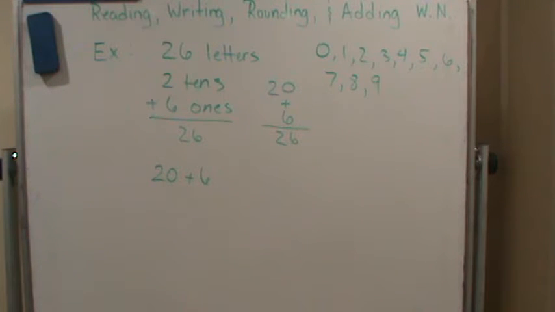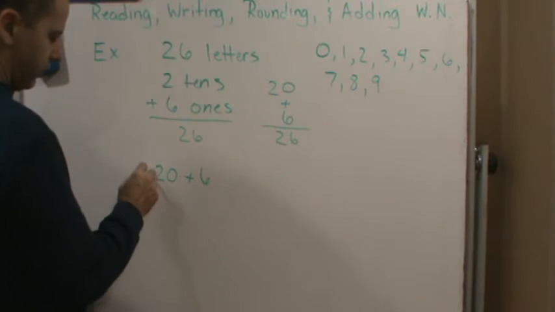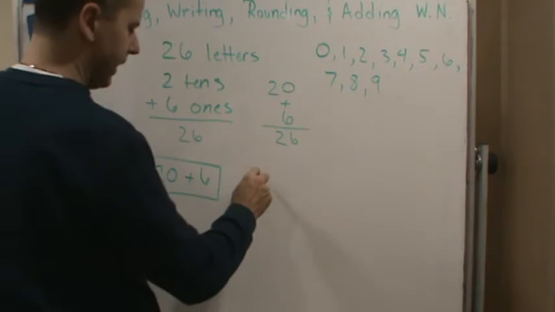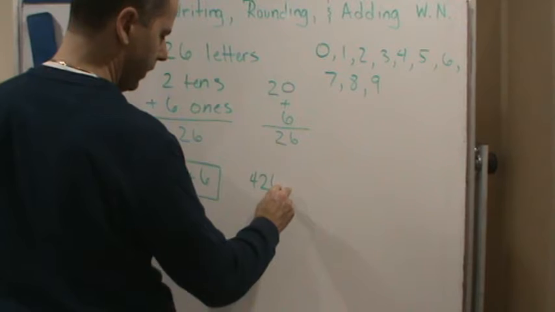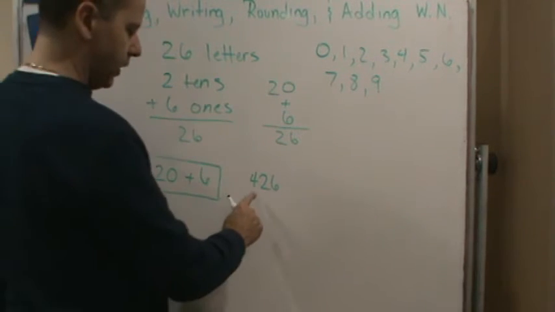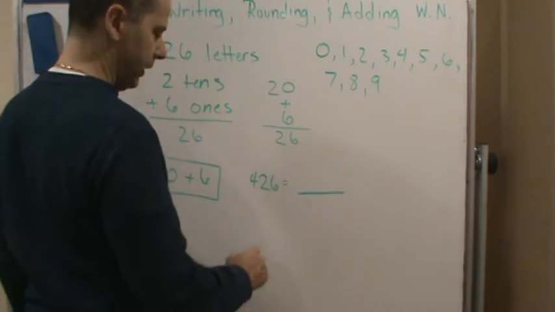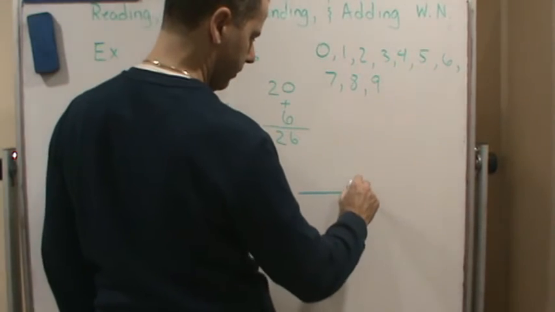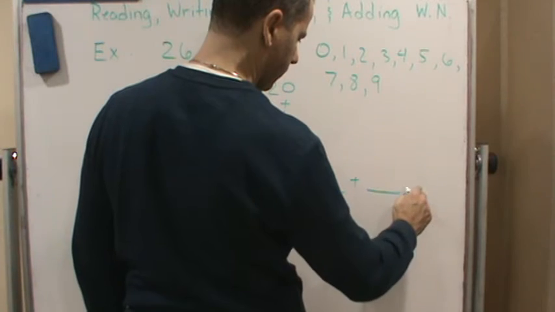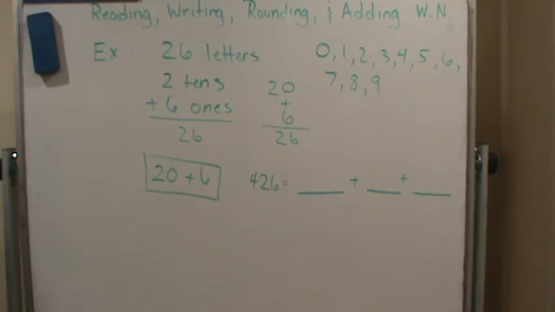And so when we look at expanded form, this is what we are referring to. So if I take the number 426 and I want to write it in expanded form, I'm going to write it out by its place values. So I'm going to have how many hundreds plus how many tens plus how many ones.